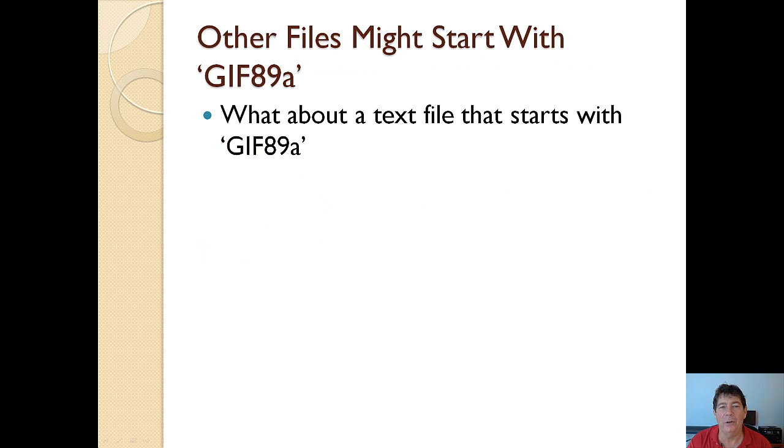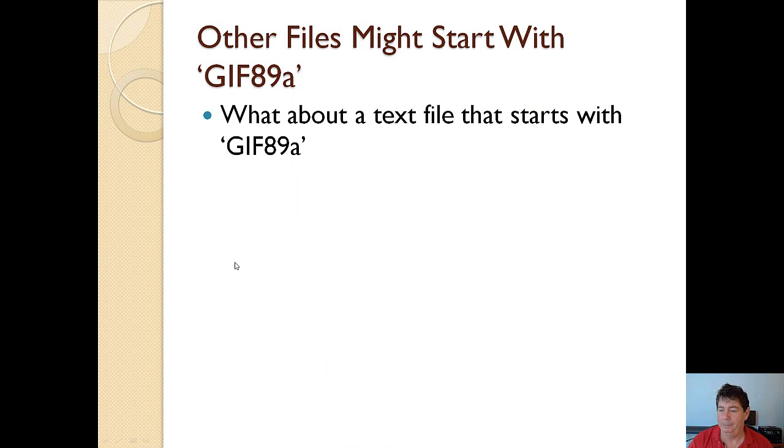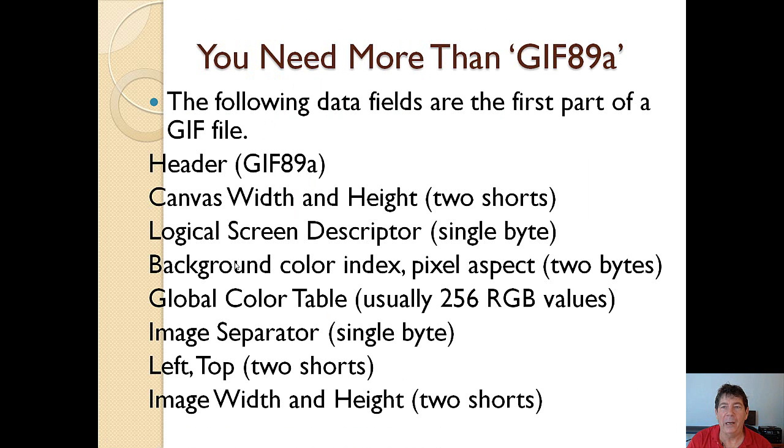So other files might actually start with JIFF 89A. You may have, say, a text file that starts with JIFF 89A. So I might have this: JIFF 89A is the start of a JIFF file. And this is a text file, certainly, but if I was looking only at the header, then I might think it was a JIFF file with a .txt extension. So just be really careful that just because we have the header doesn't mean it's necessarily a JIFF file. You need more than JIFF 89A as the header to identify it specifically as a JIFF file.